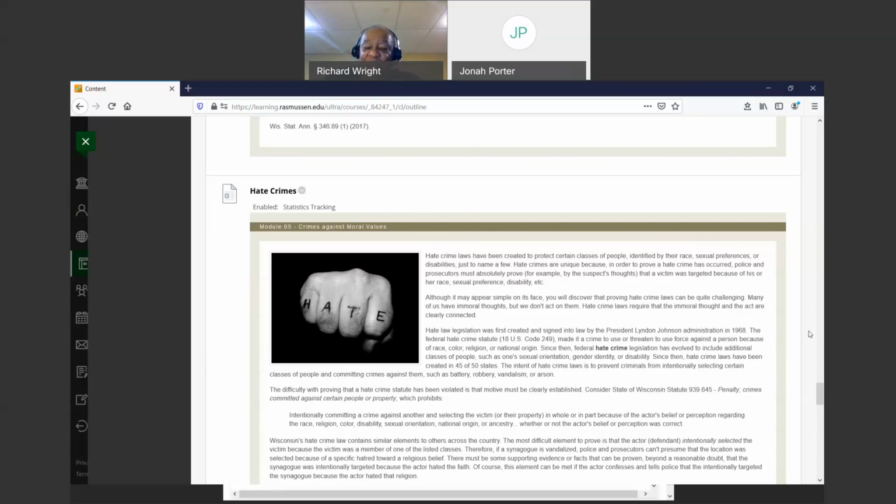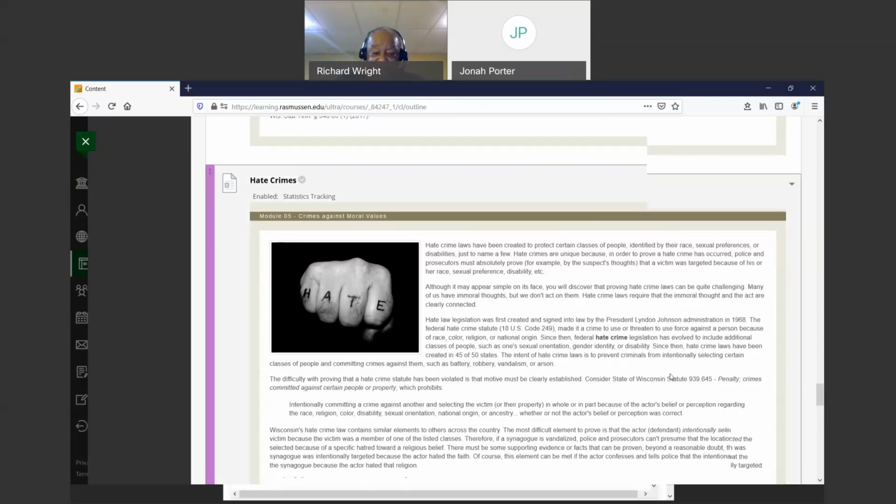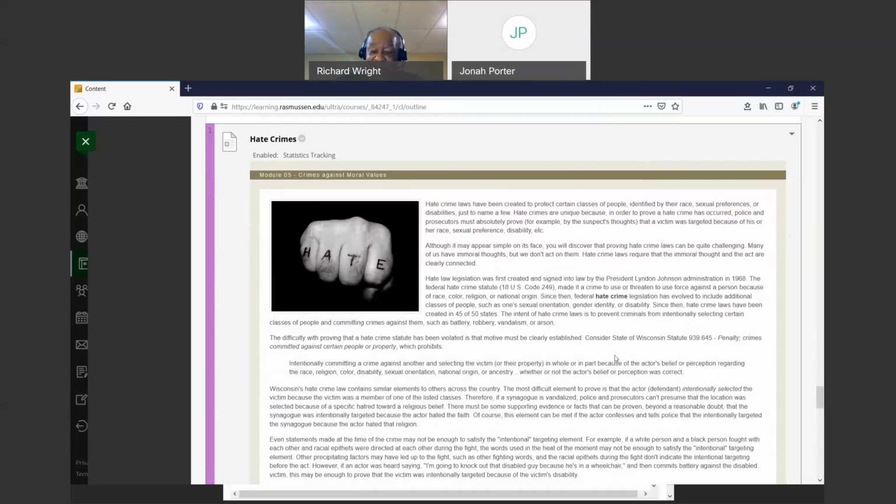And what it does is it increases the possible sentence that an individual can receive for crimes such as battery, robbery, vandalism, or arson, criminal damage to property, and things of that nature. Okay, here's what it says here to give you an idea. In Wisconsin, intentionally committing a crime against another and selecting that person or their property in whole or in part because of the actor's belief, the person who commits the crime, perception regarding the race, religion, color, disability, sexual orientation, national origin, or ancestry, whether or not the actor's belief or perception was correct.